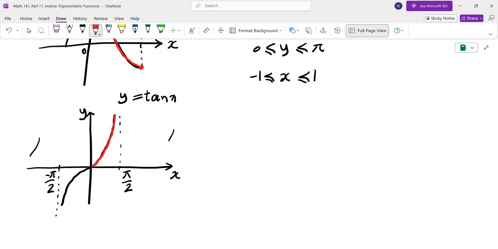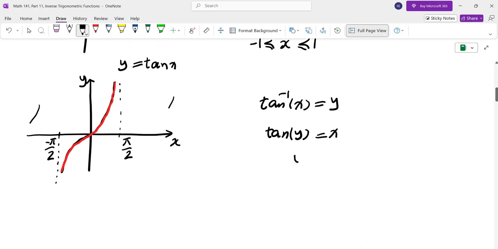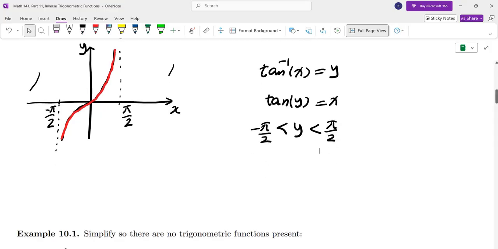If you look at this piece, we can define tan inverse of x to be y when tan of y equals x. The value of y goes between negative pi over 2 and pi over 2. Tangent of pi over 2 and tangent of negative pi over 2 are undefined. That's why y cannot be negative pi over 2 or pi over 2. And x could be any real number.